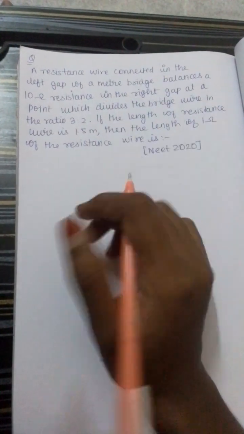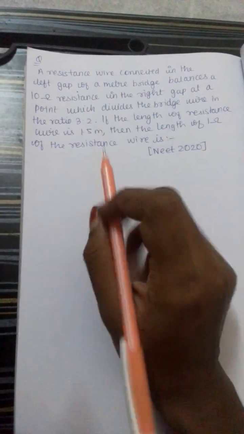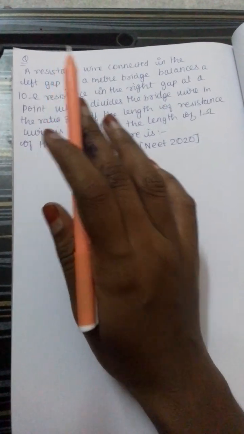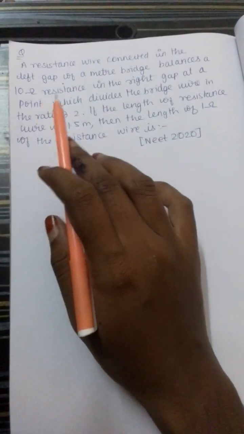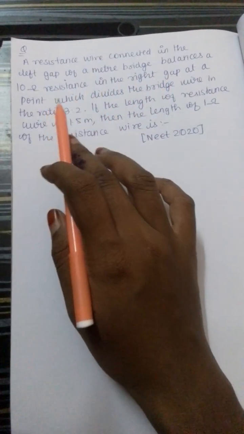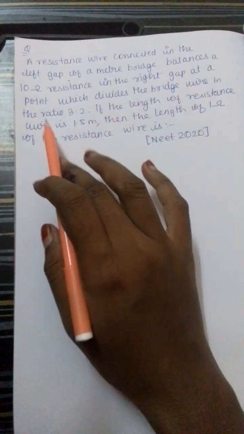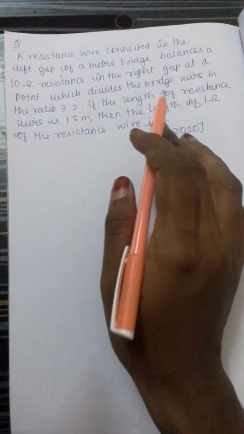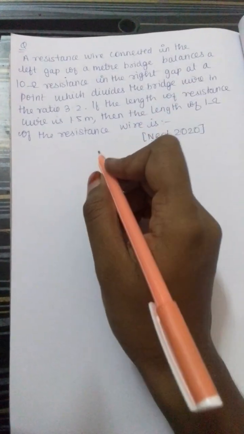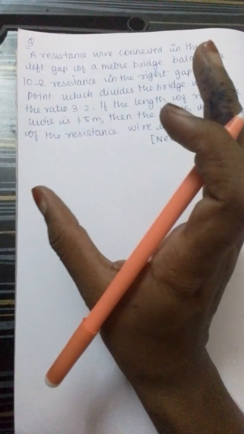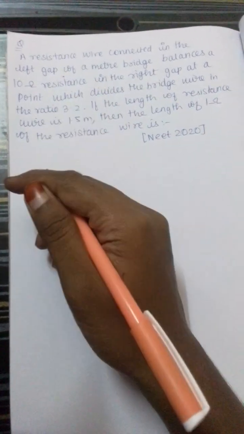Picked a very beautiful question from NEET 2020. The question reads: a resistance wire connected in the left gap of a meter bridge balances a 10 ohm resistance in the right gap at a point which divides the bridge wire in the ratio 3:2. If the length of the resistance wire is 1.5 meter, then the length of the 1 ohm of the resistance wire is what?